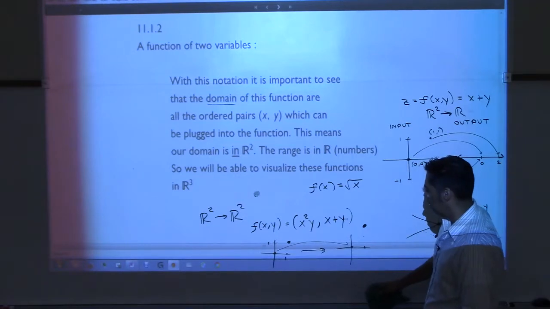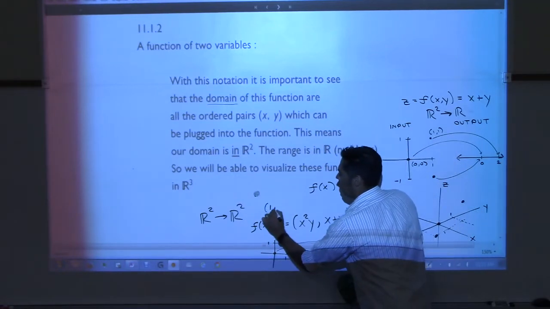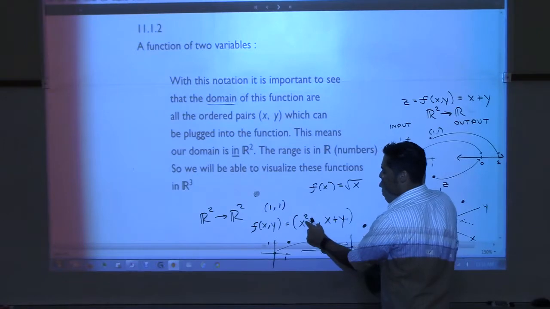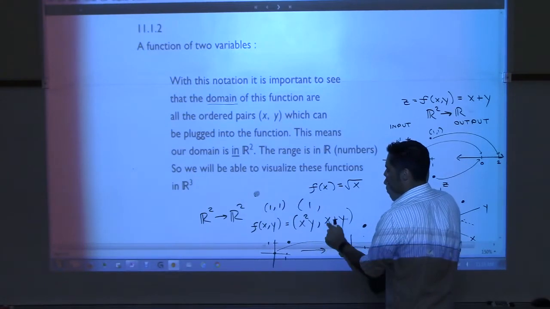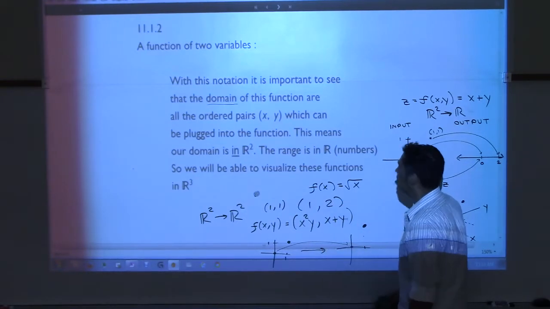You're taking the x, the variable. I'm plugging in 1, 1. So it's 1 squared times 1, which is just 1. And it's 1 plus 1, which is 2. Yeah, and then you put it back into the function.